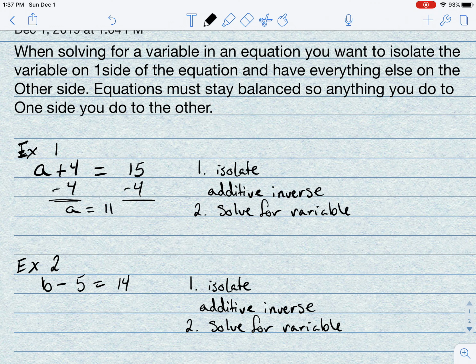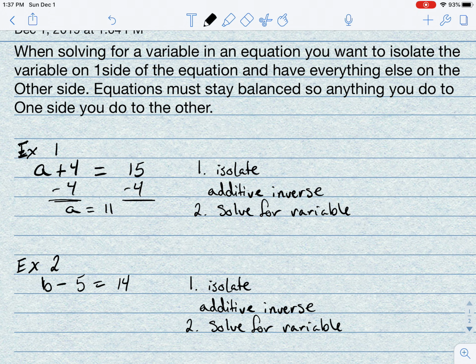And so there we have solved. A equals 11. And some of you might have been able to look at that and say, what plus 4 gives you 15? Well, that's 11. And with addition and subtraction, these ones are pretty simple, and so that might be something you're able to just see. However, in the assignment and homework, just to get practice of doing the right steps, I want to see that you're doing the additive inverse to both sides to get the variable by itself.